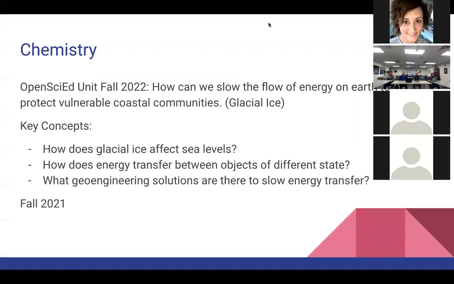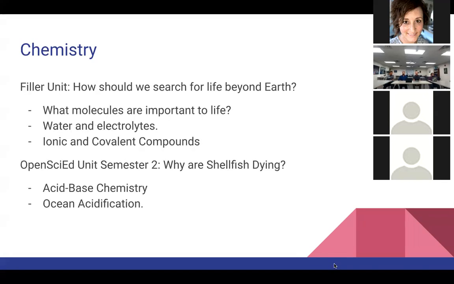We've done a lot of looking more specifically at what's happening at the molecular level, between atoms in these places and between different things of different states. We just wrapped that up a couple weeks ago.